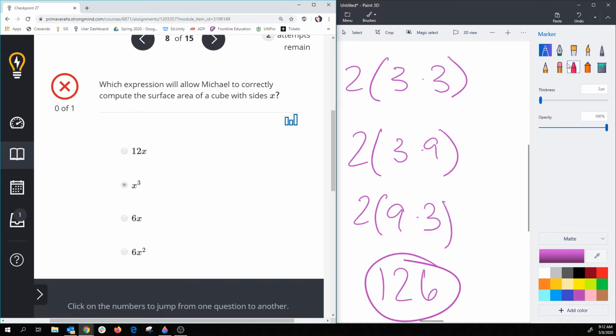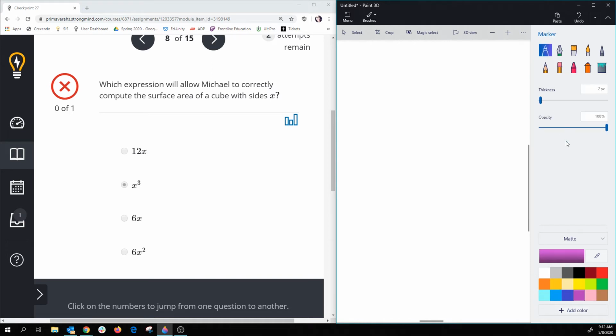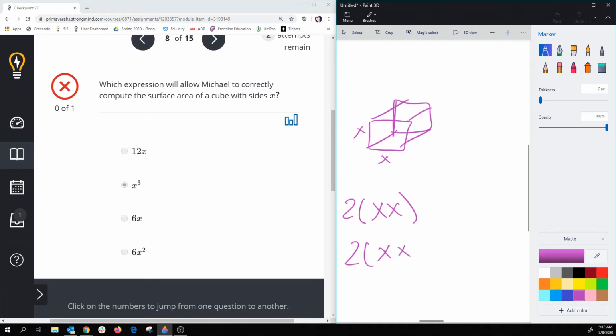All right, number 8. It says that Michael has this cube and we want to know which expression will let him find the surface area of a cube. Well, if you think about what a cube looks like, a cube has all the same size sides because it's a cube. So if I were to take x times x and multiply it by 2, and then I would have 2 times x times x, and 2 times x times x, because it's the same exact process as how we would use these formulas to find surface area of a box or a rectangular prism, except now we have a cube.